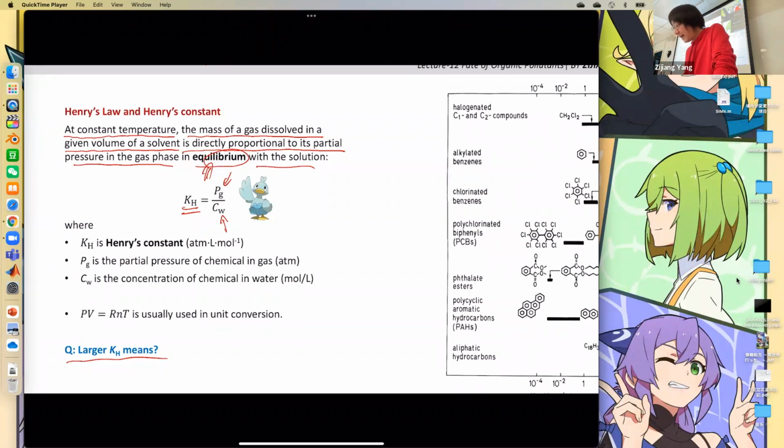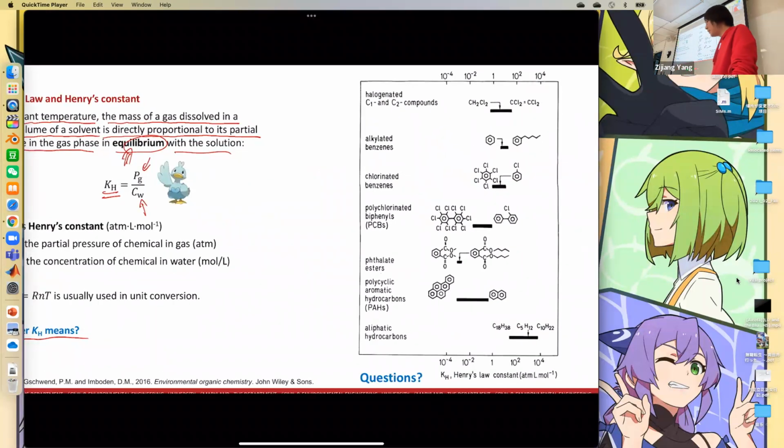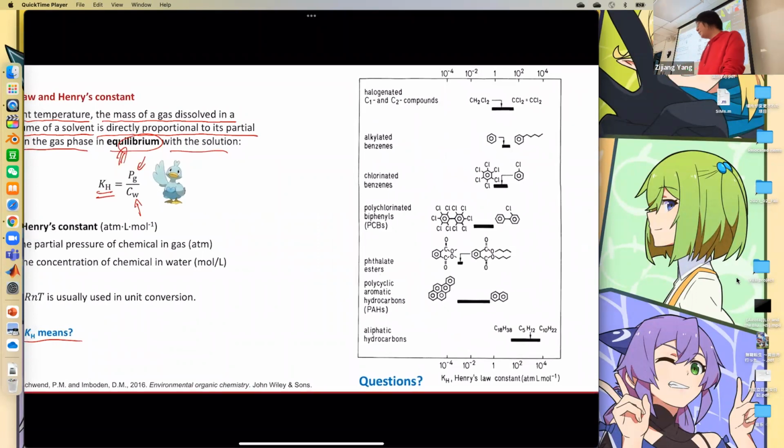So I would say the larger KH means that the chemical prefers to stay in the air rather than stay in the water. And on the right side, we have different chemicals with different KH values. From this picture, what general trend do you guys find? What do you find in this picture? And these are the KH values.